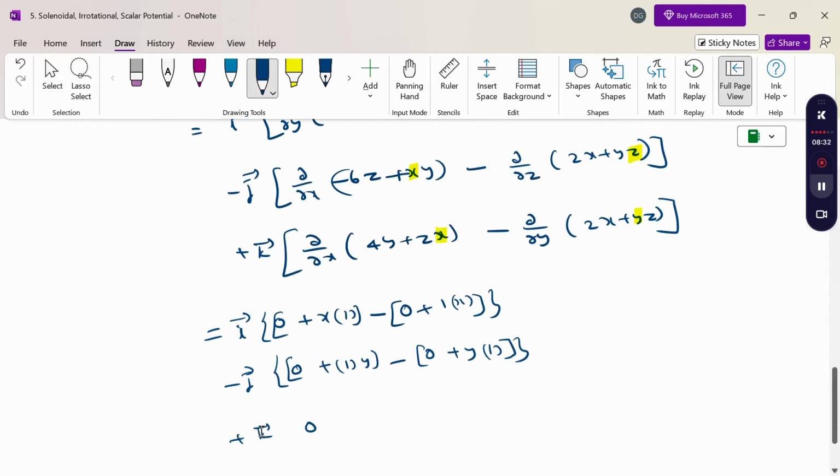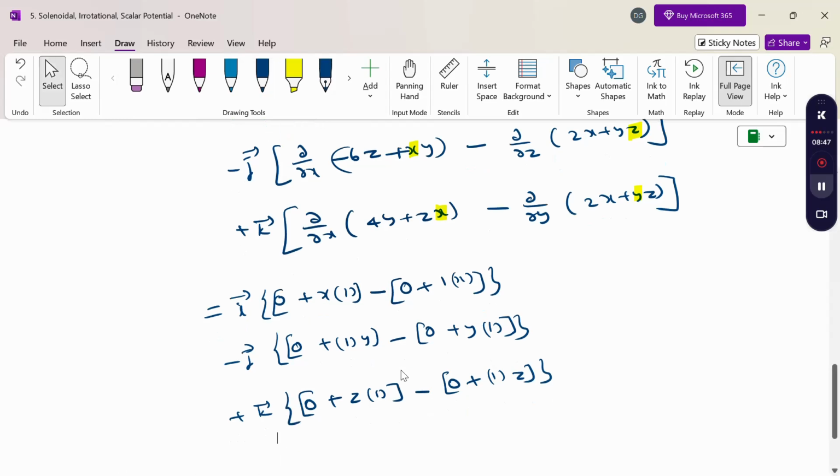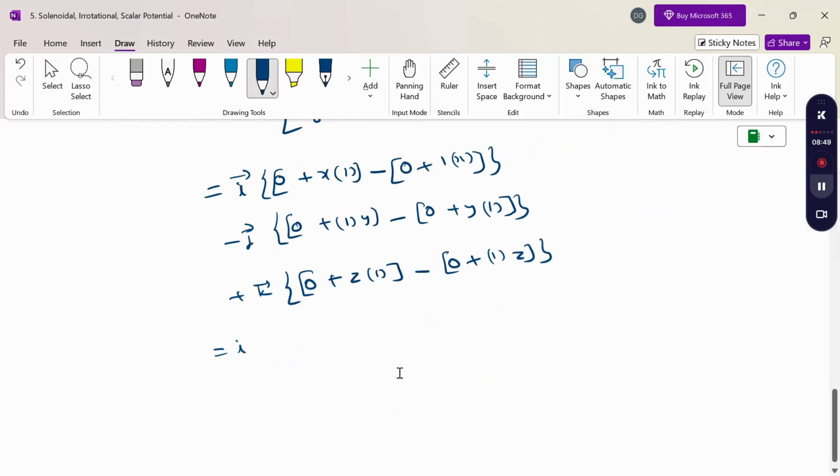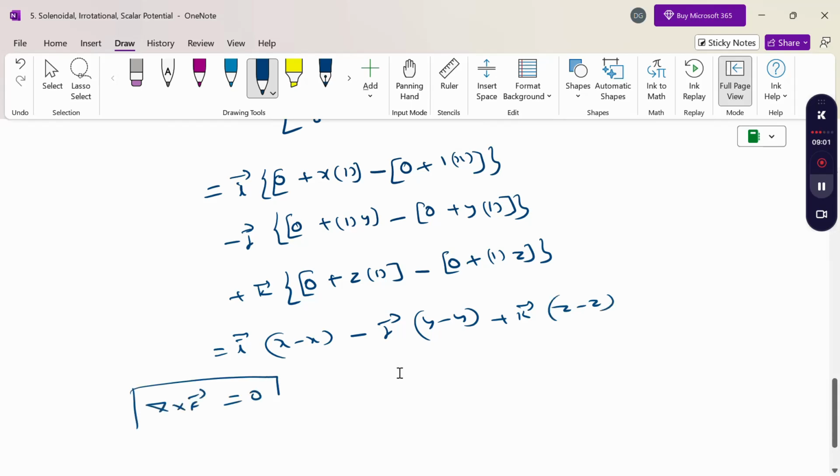Dou by dou x of 4y is 0, z x differentiation 1, minus dou by dou y of 2x, when I differentiate 0, plus y differentiation 1, z constant. Now the first term i vector (x minus x), minus j vector (y minus y), plus k vector (z minus z). Therefore 0, del cross f vector. Therefore f vector is solenoidal.